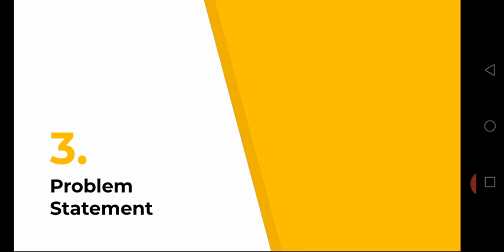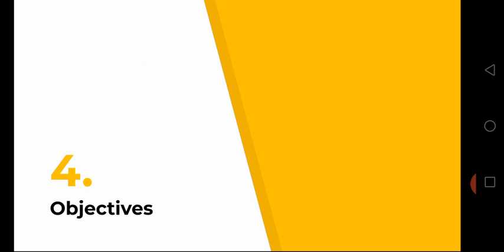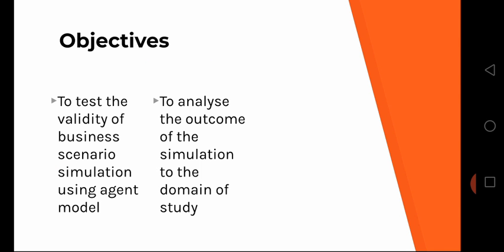Okay, so our problem statement is to determine how many attendees are needed for the business to start making profit. Our objective is divided into two. The first one is to test the validity of the business scenario simulation using the agent model, and then to analyze the outcome of the simulation to the domain of the study.